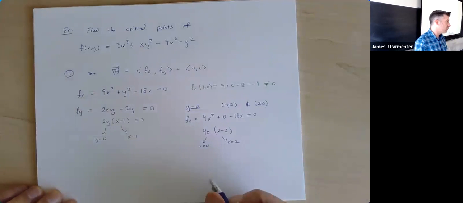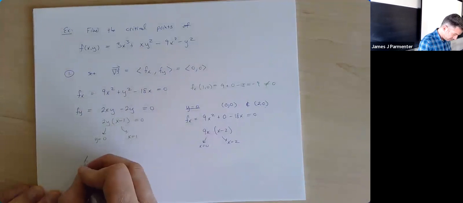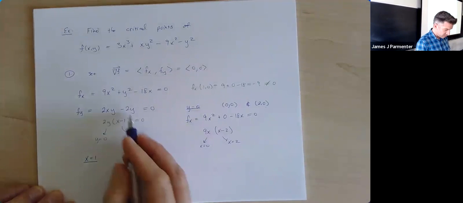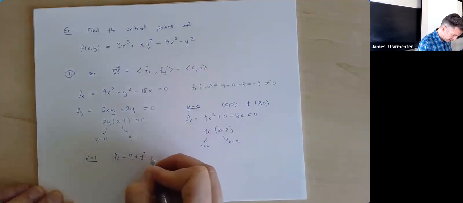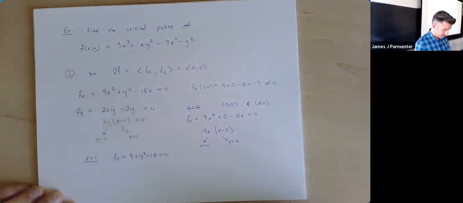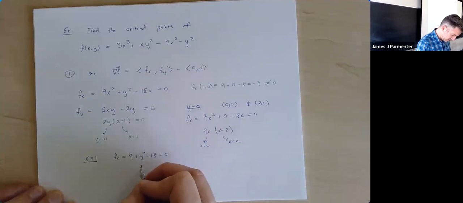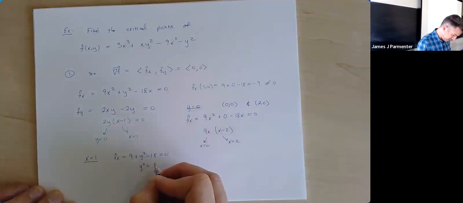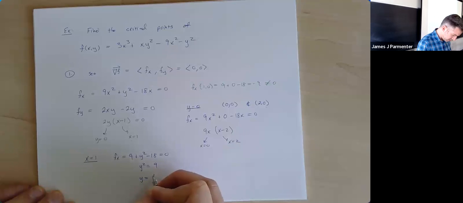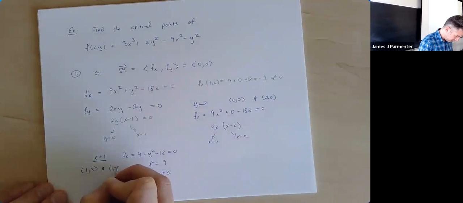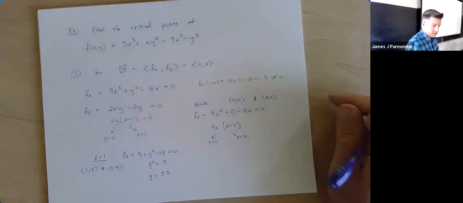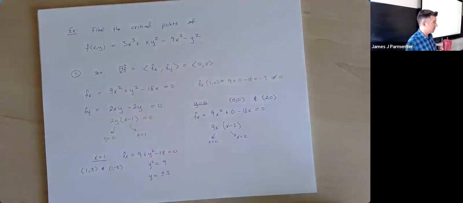All right, let's find the other critical points by setting x equal to 1. Then fx is going to be 9 plus y squared minus 18 equal to 0. Solving that, I get y squared equal to positive 9, so y equals plus or minus 3. So I get two more critical points: (1, 3) and (1, -3). Those are all of our critical points for this particular function of two variables.